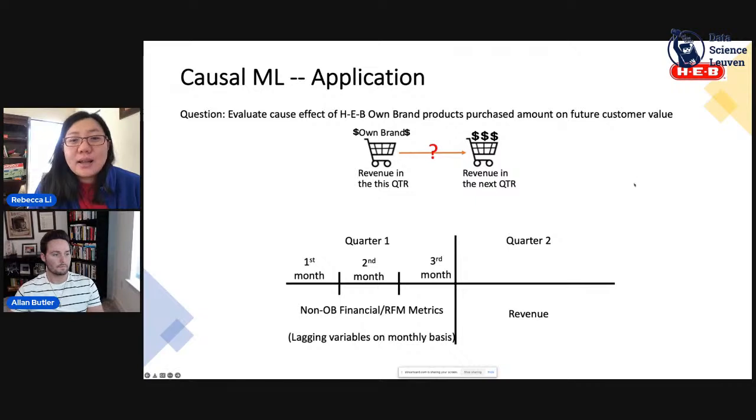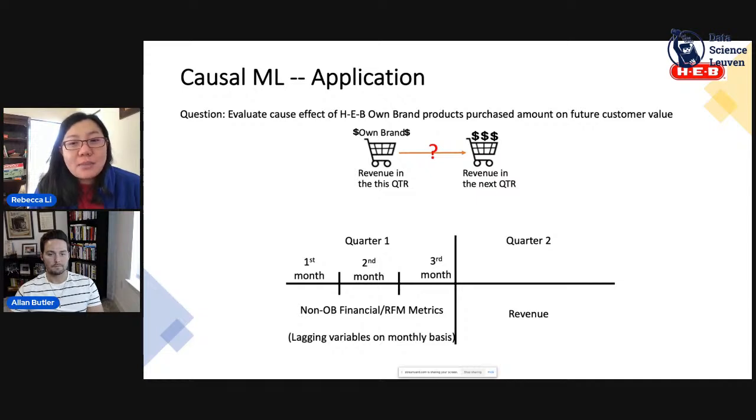Okay. And then let's walk through an application of causal ML at HEB. In this case, we will use a continuous treatment. We want to evaluate the cost effect of HEB on-brand products purchase amount on future customer value, which means we want to know the amount spent on on-brand product could drive how much incremental sales in the future.